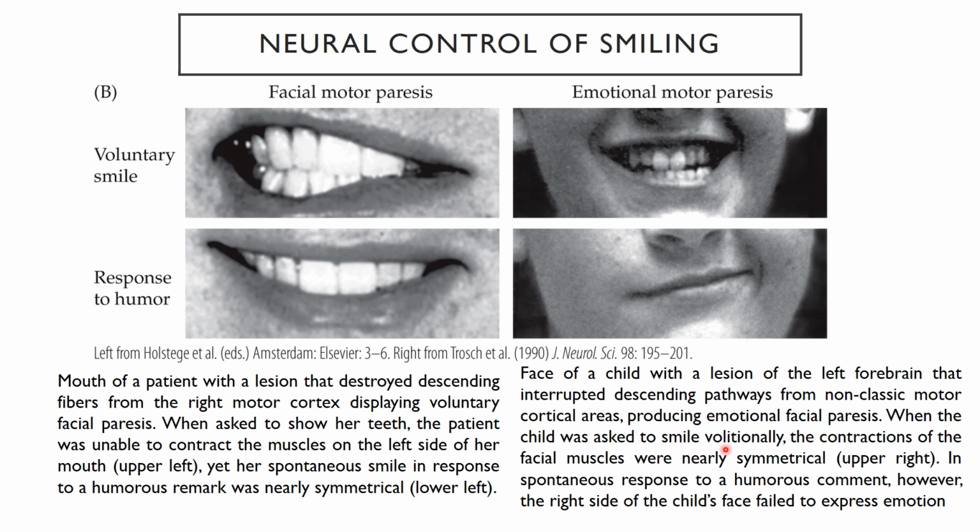When the child was asked to smile voluntarily, the contractions of the facial muscles were nearly symmetrical. You could see, like, smile for me, looks perfectly fine. In a spontaneous response to a humorous comment, however, the right side of the child's face failed to express emotion. So you can see, because this individual had damage on the left side of the brain, it was the right side of his face that was affected, and he cannot create an emotional response on that side of his face. So it's separate neural circuits as the origination points for these two different pathways.